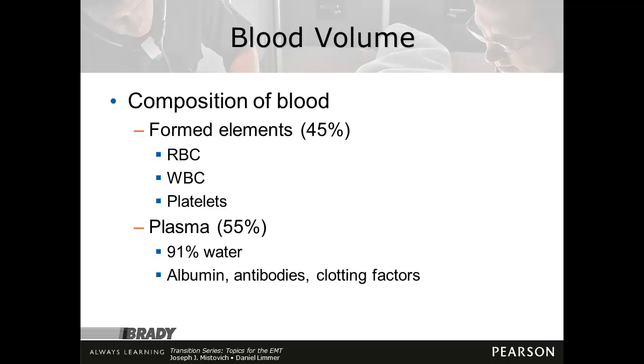Blood is mostly water. 55% of the blood is plasma. 91% of that is water. Albumin, antibodies, and clotting factors make up the balance. The other 45% of the blood is the solid or formed elements. This is referred to as the hematocrit and includes red blood cells, white blood cells, and the clotting cells referred to as platelets.